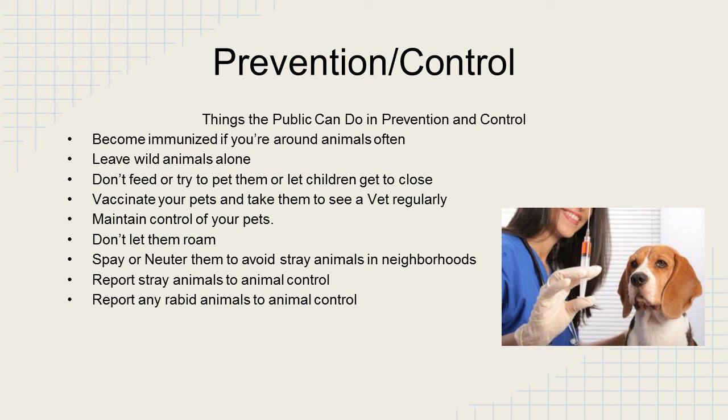There are several things the public can do to help prevent and control the rabies virus, which can include that people should become immunized if they are around animals often. They should leave wild animals alone. Don't let your kids feed or try to pet them. Vaccinate your pets and take them to see a vet regularly. Maintain control of your pets by not letting them roam the neighborhoods, and keep them spayed or neutered to avoid stray animals in the neighborhoods. And probably most important, report stray animals to animal control and report any rabid animals to animal control.